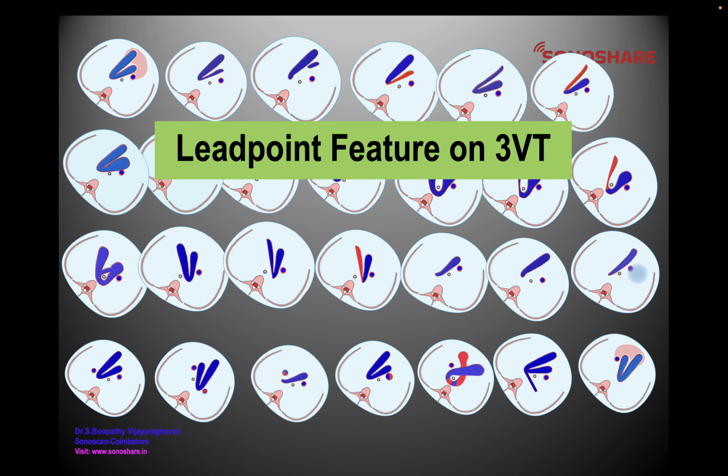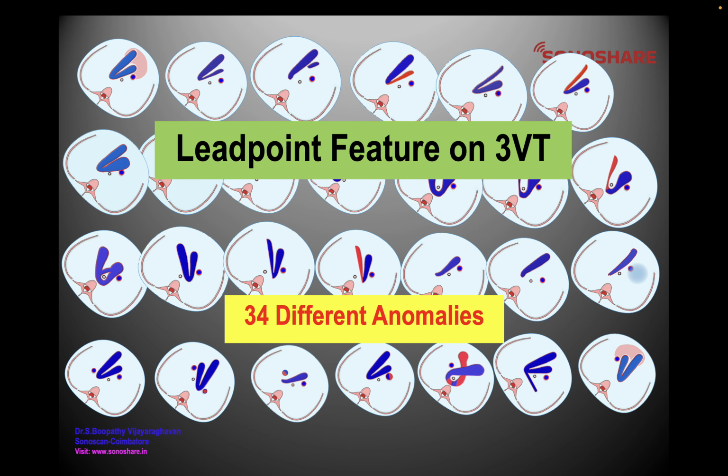Now the lead point feature on 3VT, the various appearances are depicted as schematics here, and there can be 34 different anomalies which present as a lead point feature on the 3 vessel trachea view.